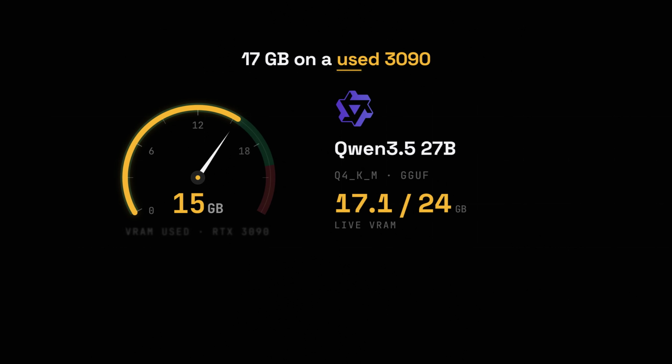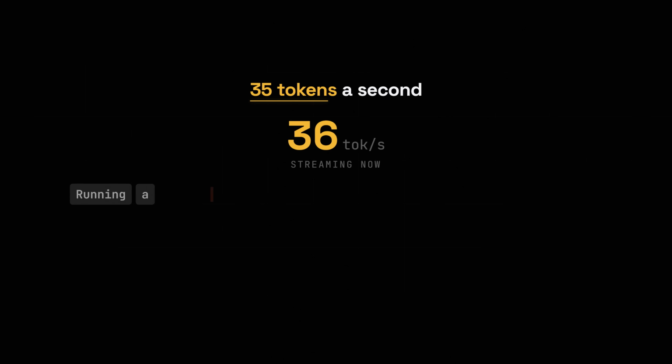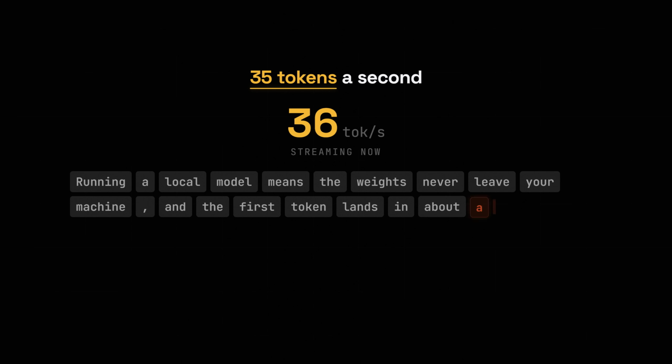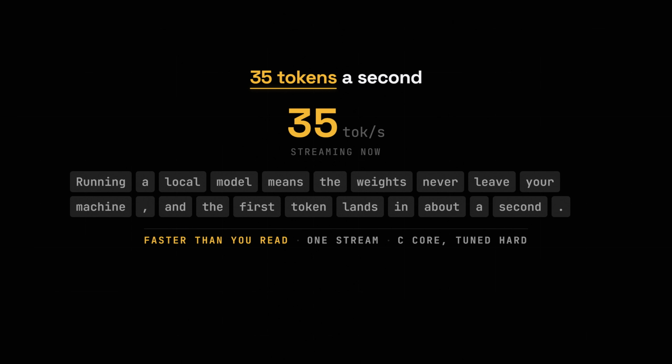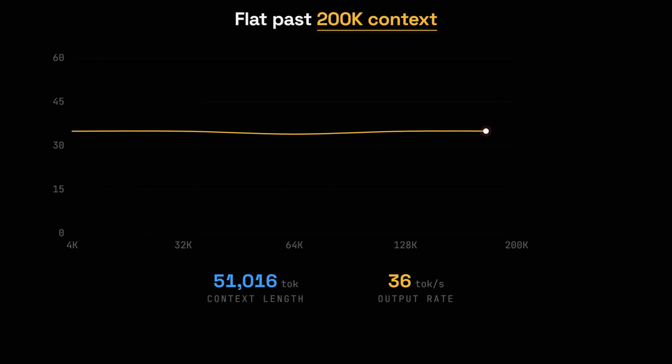For one person, it's great. A Qwen 27B in a 4-bit GGUF sits in about 17 gigs on a used 3090 and streams around 35 tokens a second, faster than you can read. And it holds that speed from a short prompt out past 200,000 tokens of context, because its C core is tuned hard for a single stream. As a personal model, that is more than enough.